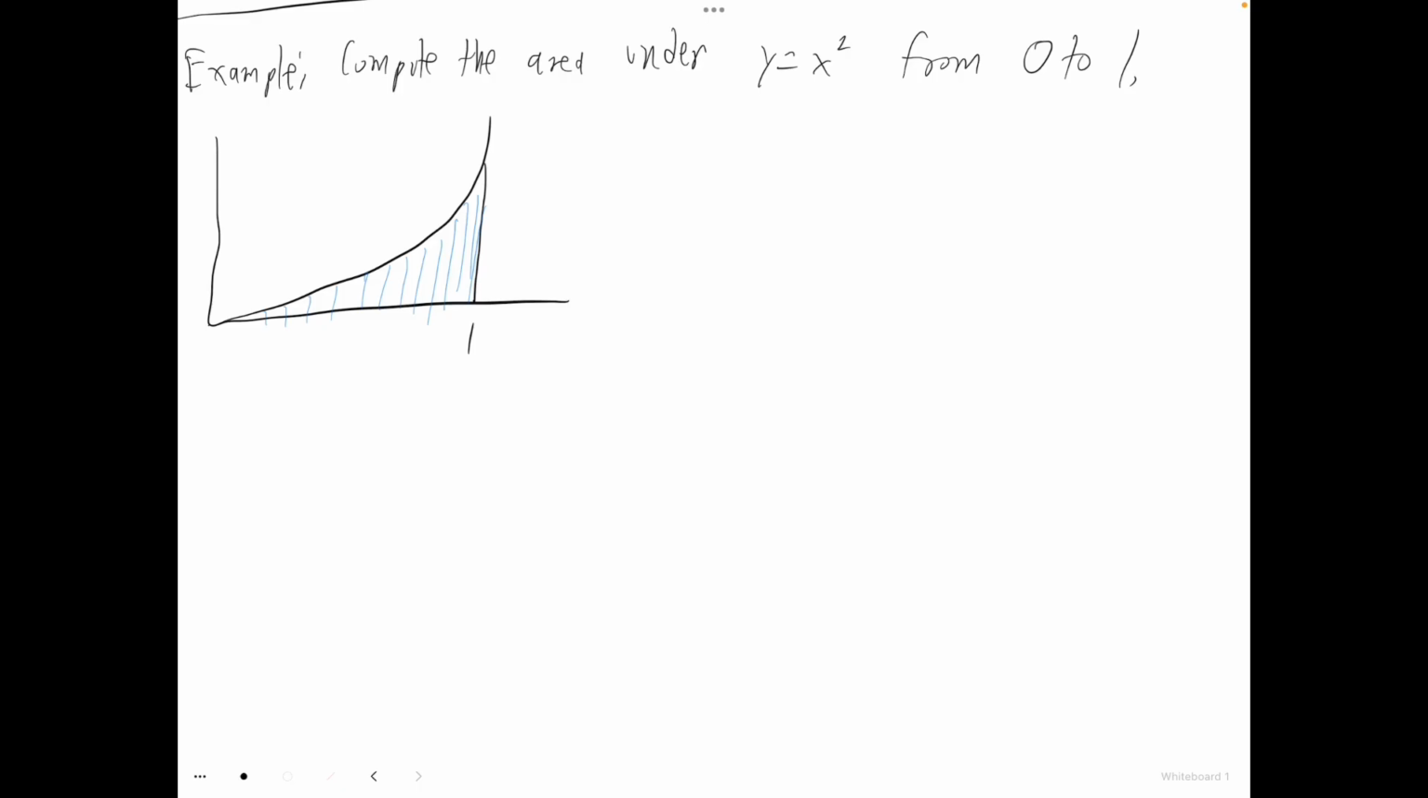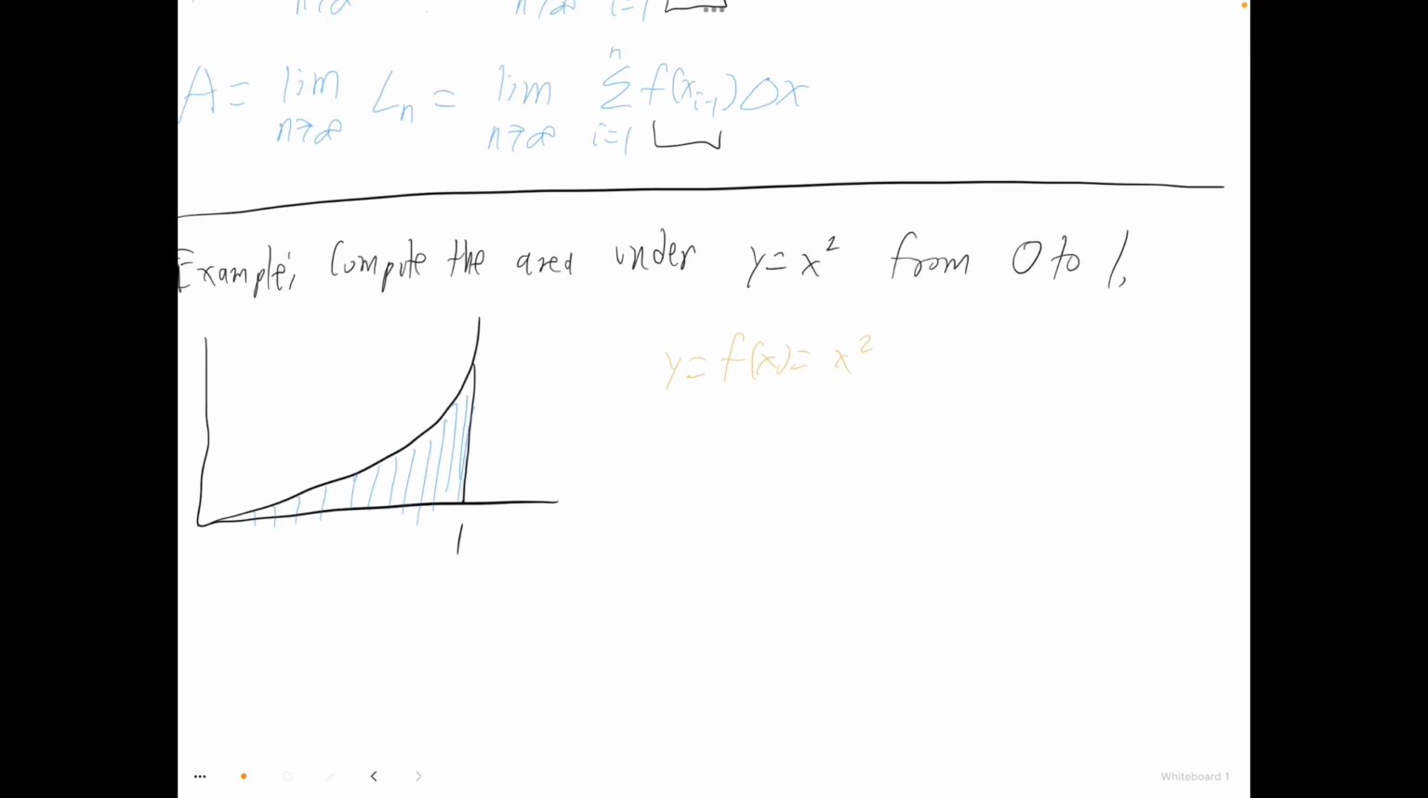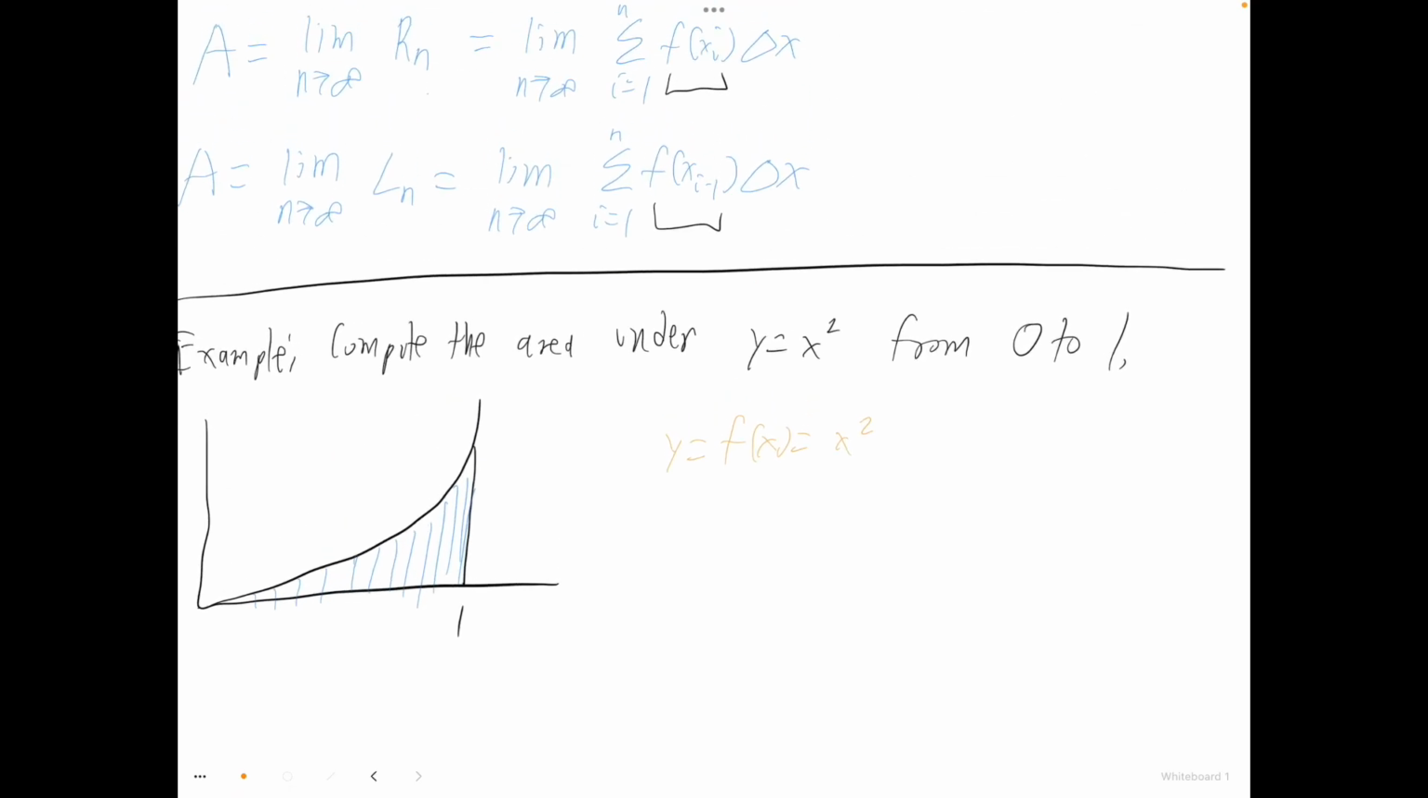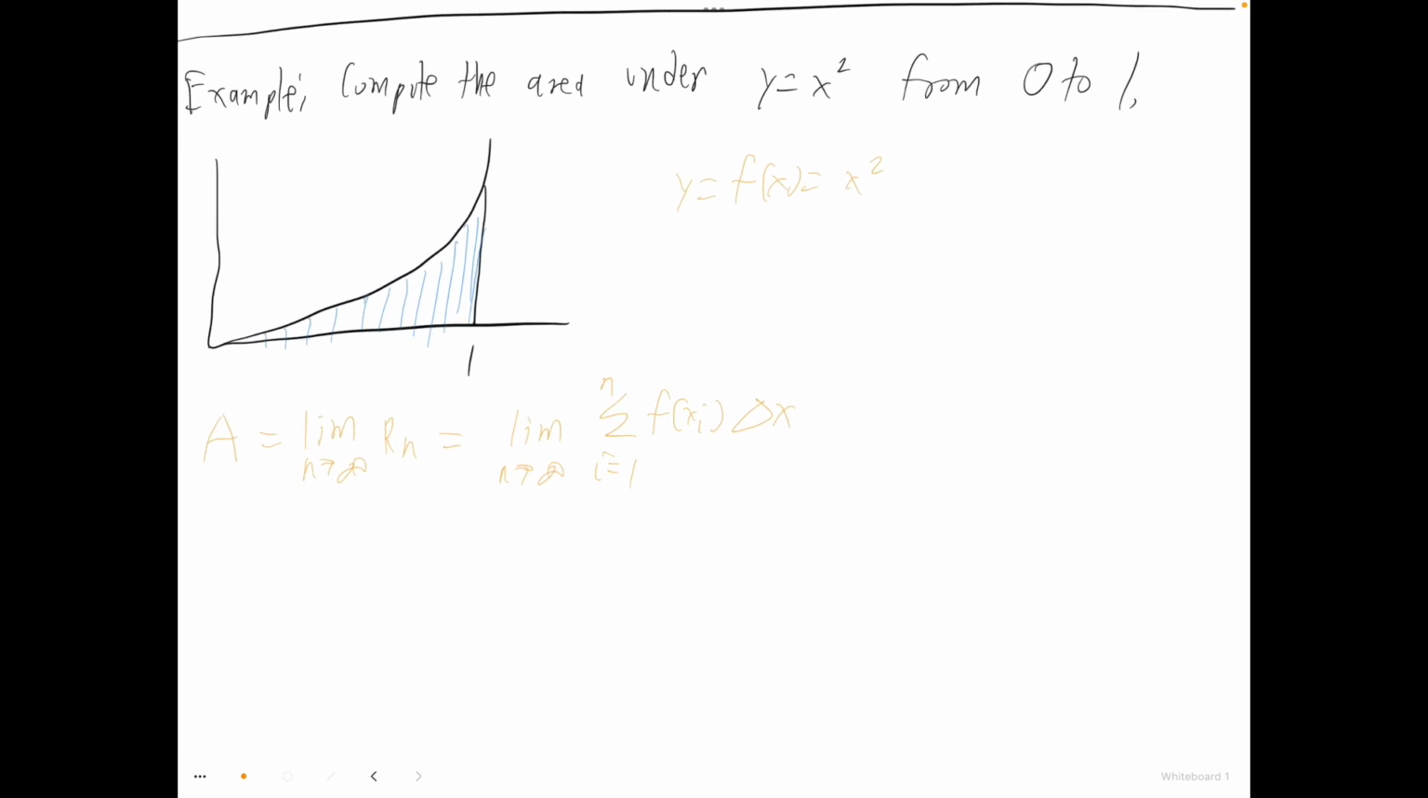So the idea here is we have our function, y equals f of x is x squared, and we want to compute this area. And so the area is the limit as n goes to infinity of R sub n, just the limit as n goes to infinity of the sum from i equals 1 to n of f of x sub i times delta x. Well, we need to talk about what f of x sub i and delta x are.